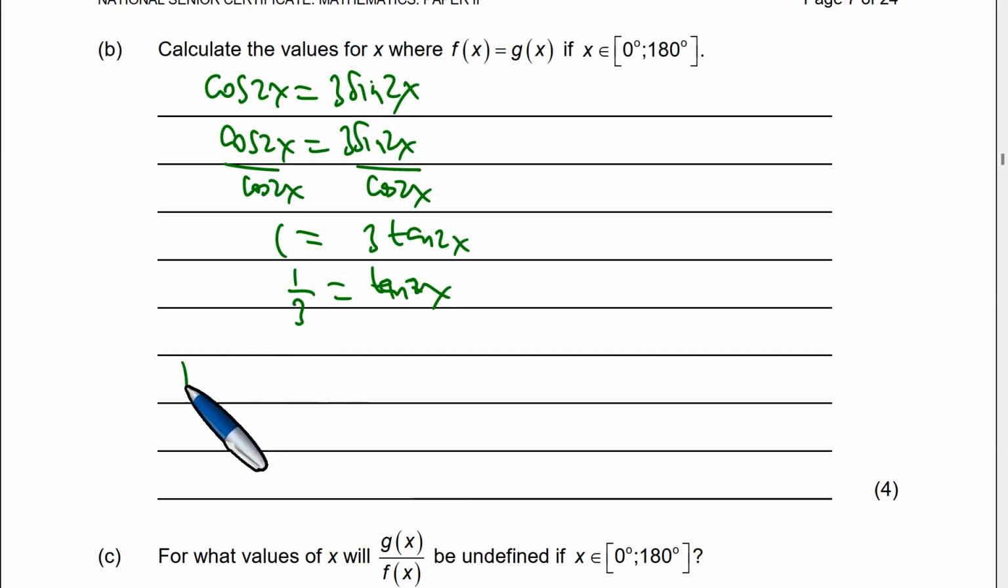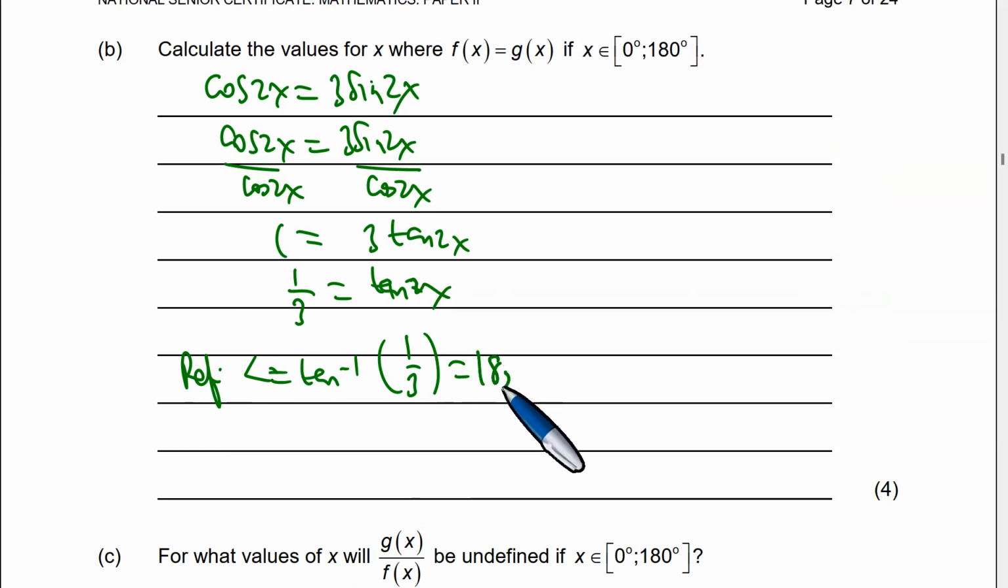Reference angle. Arc tan of 1/3, which is 18.43 degrees. So this is the reference angle, but we're looking at parts where these two functions are equal to each other.